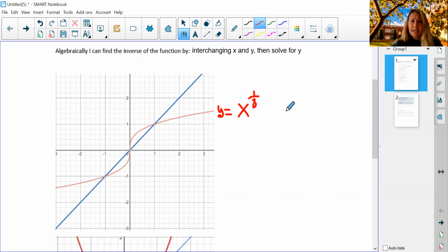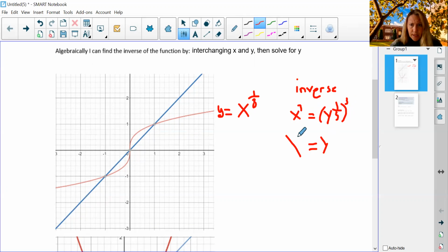All of you would recognize that if I were to find the inverse algebraically, I switch x and y, and then I solve for y. I would cube both sides. You get y alone. So the inverse of that would be y equals x cubed.